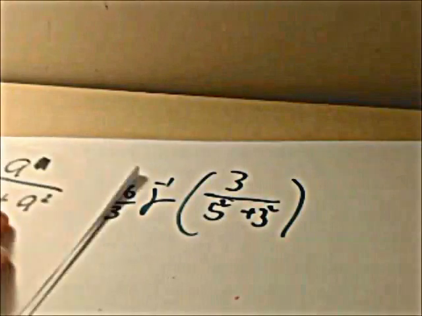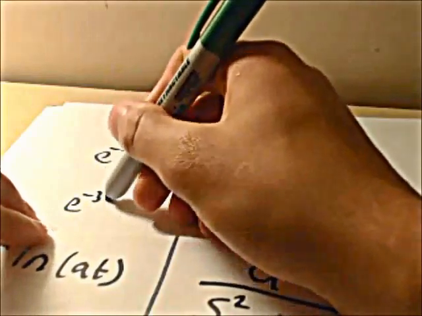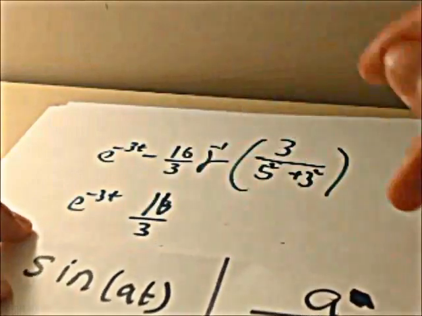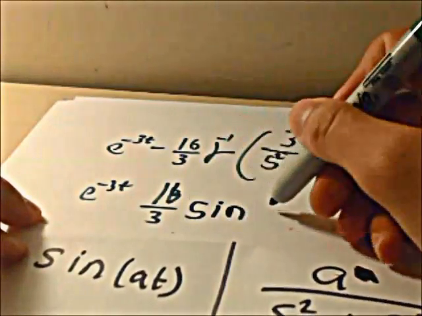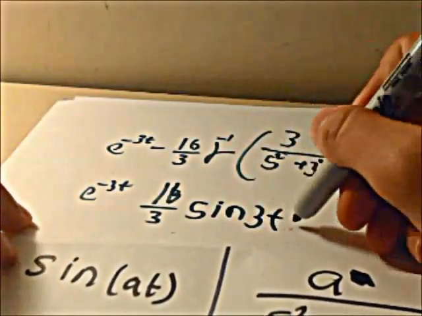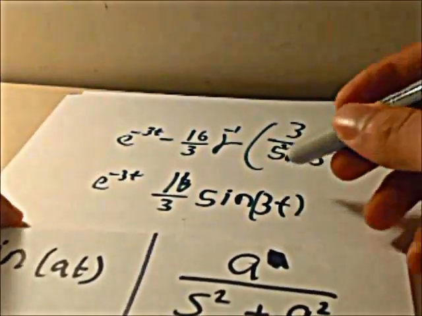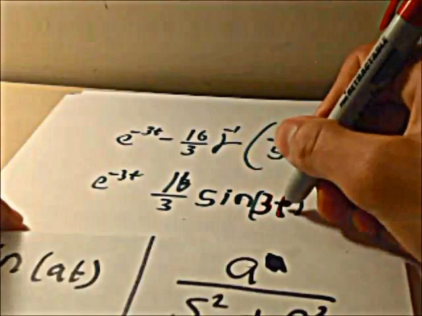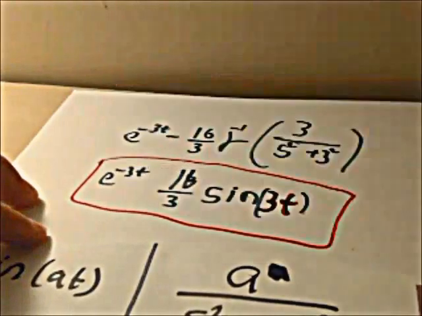Using the table, I'll take the inverse Laplace now. So we have 16 over 3 times sine 3t. That's a 3 there; it looks like a b, but it's not, it's a 3, so sorry about that. It's just a bracket for parentheses. So that's the inverse Laplace of this function.